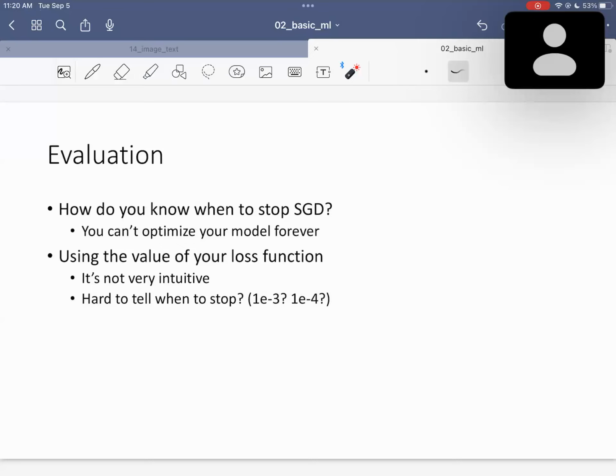So should we look at the value of the loss function and see, okay, this loss value is enough, so I should stop my SGD? You can try to do it, and you can do it theoretically, but it's not very intuitive because your loss value is typically a very small number, and you don't know if 10 to the -3 or 10 to the -4 or 10 to the -5 is sufficient or not. The loss function is not very intuitive, so it's really hard to choose when to stop your training by looking at the loss value.